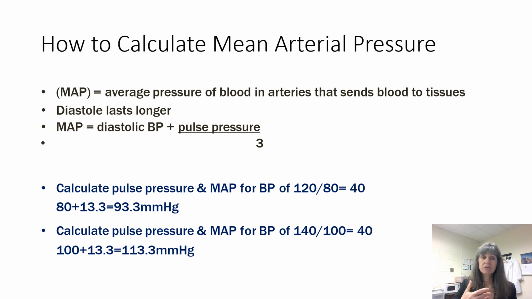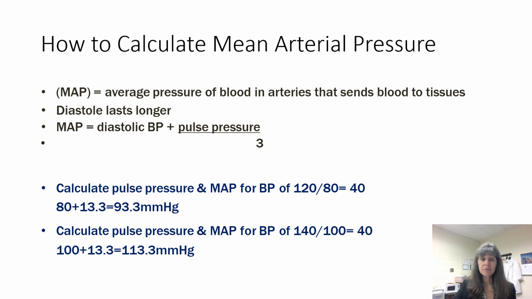So if we were to calculate pulse pressure and mean arterial pressure for somebody who has a blood pressure reading of 120/80 millimeters of mercury, the pulse pressure, subtracting 80 from 120, is 40. And remember that we're going to start with the diastolic blood pressure, which is 80. And then we have to take 40 divided by 3 to get 13.3. So our mean arterial pressure is going to end up being 93.3 millimeters of mercury.